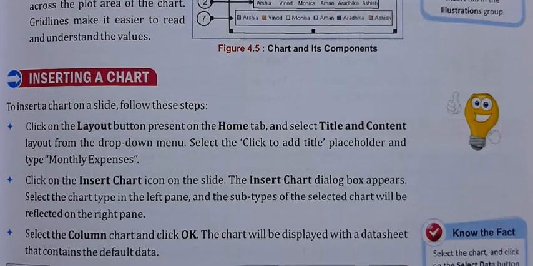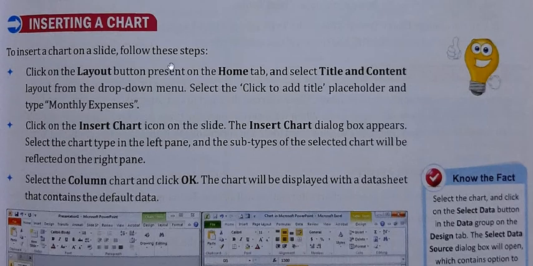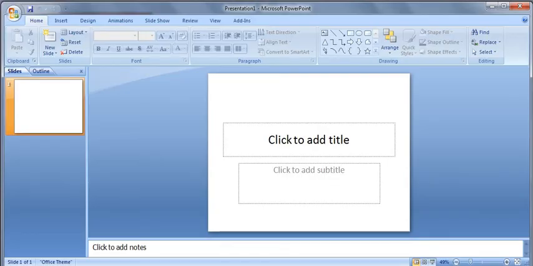Now inserting a chart. Let's see how to insert a chart. To insert a chart on a slide, follow these steps. Click on the layout button present on the home tab and select title and content layout from the drop down menu, then click to add title placeholder and type the monthly expenses. As you know how to insert pictures and images, in the same way you can insert a chart also. I am showing you. This is PowerPoint, and you know how to open it.